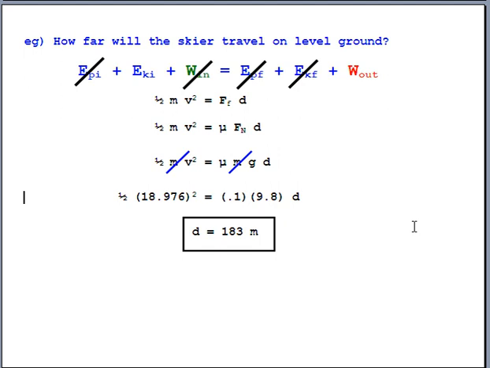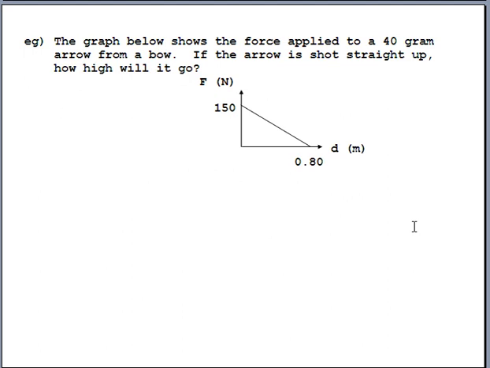Getting down to the last couple of examples. This one shows a changing force that's applied to an arrow that's shot from a bow, and we're going to shoot the arrow straight up, and we're wondering how high will it go. So this is kind of a double conservation of energy. The bow will actually do some work on the arrow and make it go really fast when it leaves. So we'll do work to get speed. But then instantly, we're going to see that change into another story where the speed is converted into height.